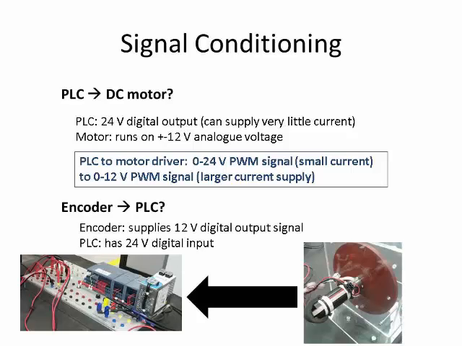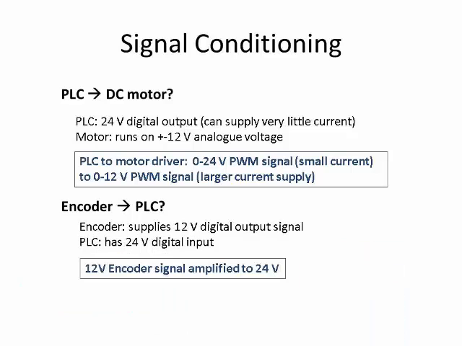The other case is the connection of the encoder signal to the PLC. The encoder outputs a 12-volt digital signal, in other words, either 0 or 12 volt. The PLC has a digital input available, but it works with 24 volt. To connect the encoder to the PLC, we just need to add an amplifier circuit to amplify the 12 volt signal to 24 volt.